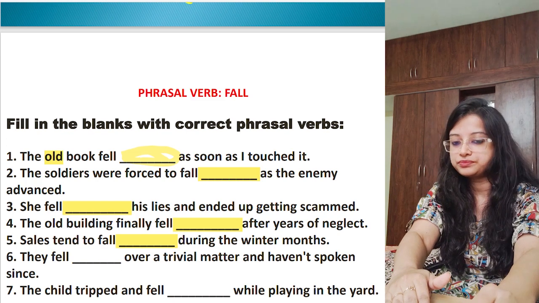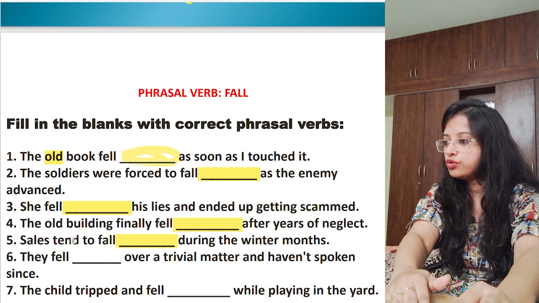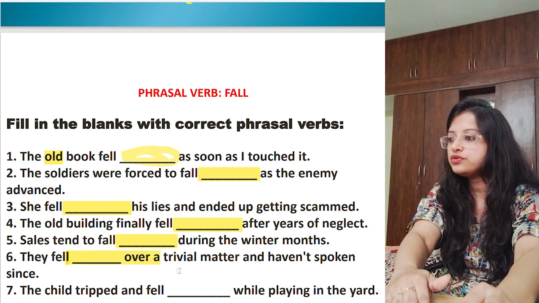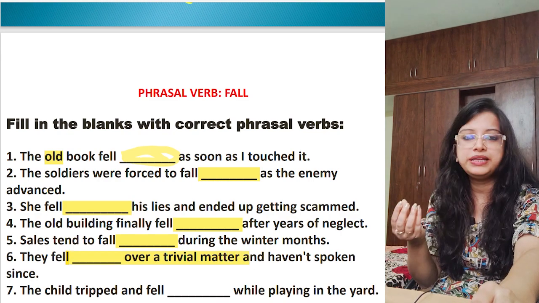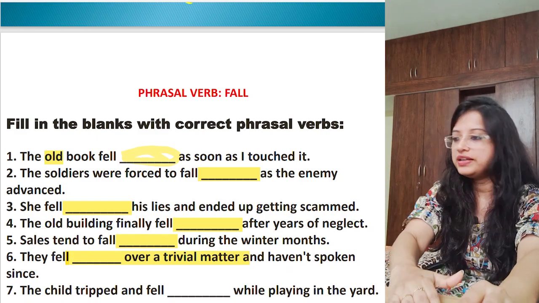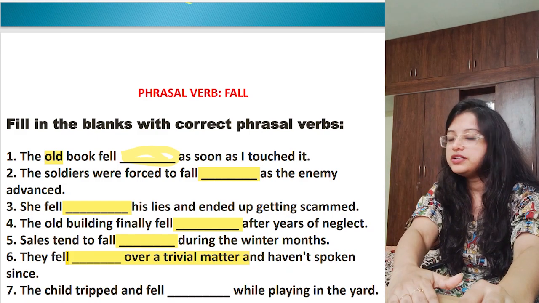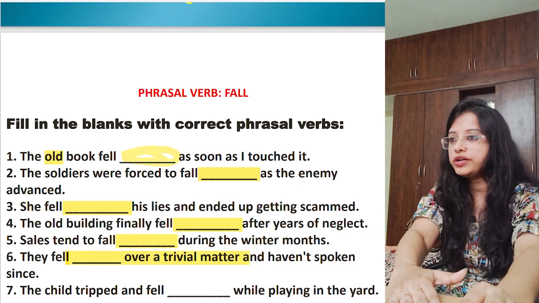Number 6, they fell dash over a trivial matter. They fell dash over a trivial matter, meaning trivial means a very small matter. They fell out, meaning they quarreled over a very small matter, okay, and haven't spoken since that time. They haven't been talking to each other.